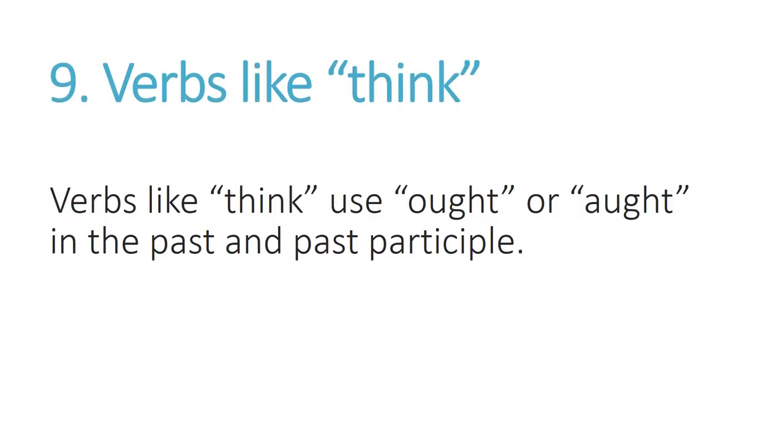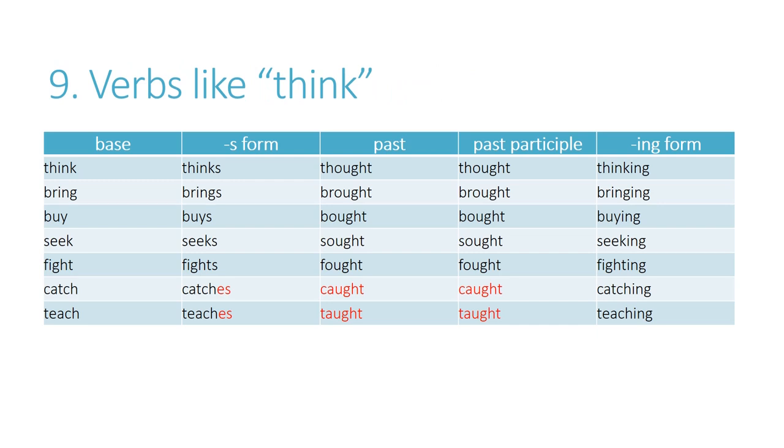The next one is verbs like think. Verbs like think use ought or aught in the past and past participle. Here are some examples. Think, thought, thought. Bring, brought, brought. We mentioned that one before. Buy, bought, bought. Seek, sought, sought. Fight, fought, fought. Now the last two have the same sound in the past and the past participle, ought, but the spelling is different. Catch, caught, caught.